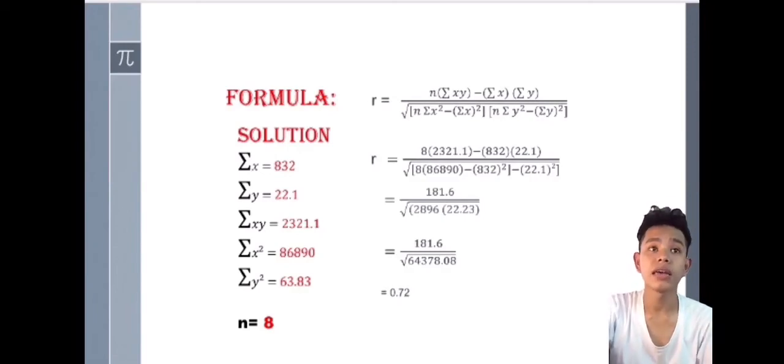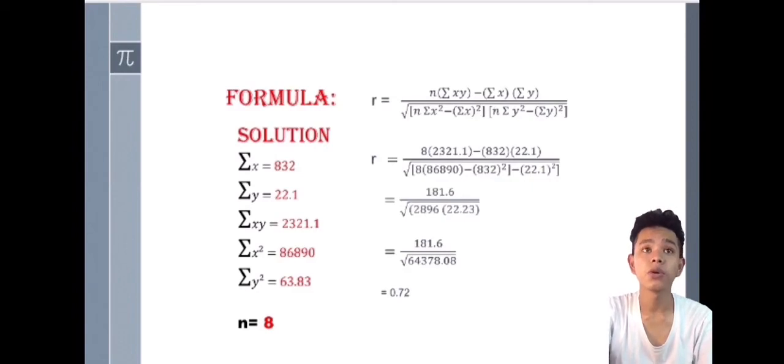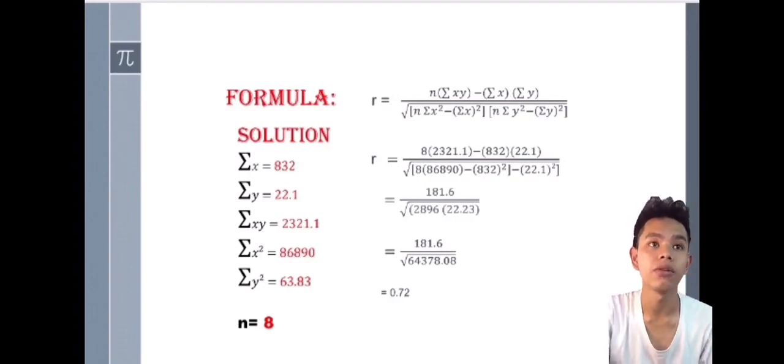Okay, using our scientific calculator, if we are going to perform this, is 8 times 2321.1 minus 832 times 22.1 equals 181.6. So, ang answer is 181.6. I-try nyo din, no, para mas maintindihan nyo lalo.